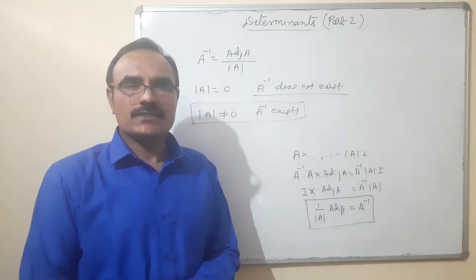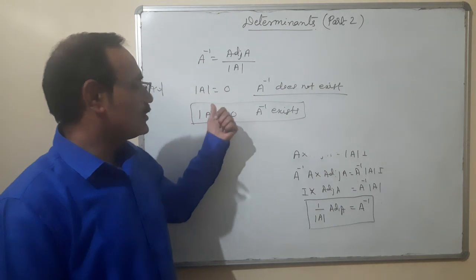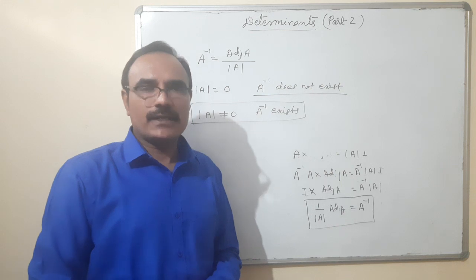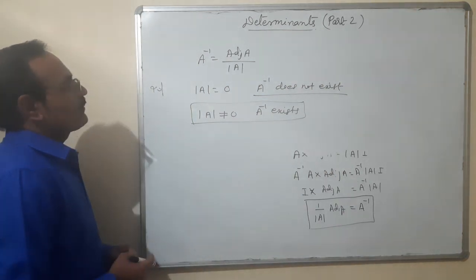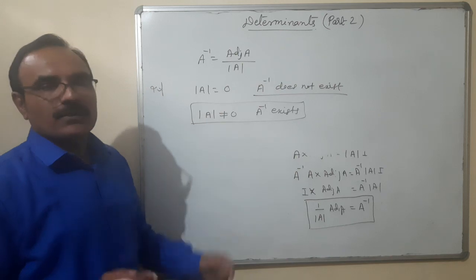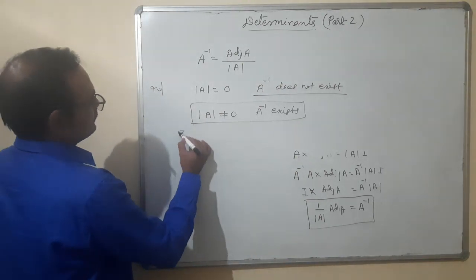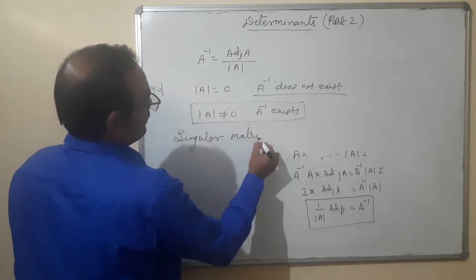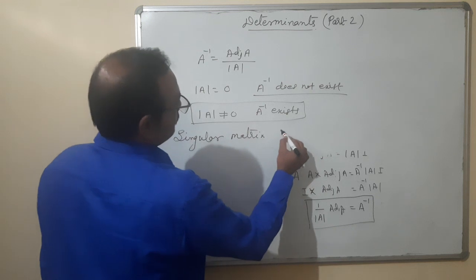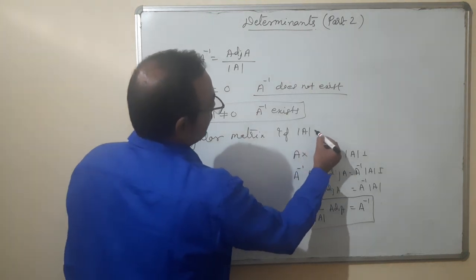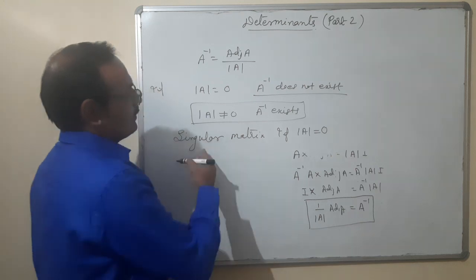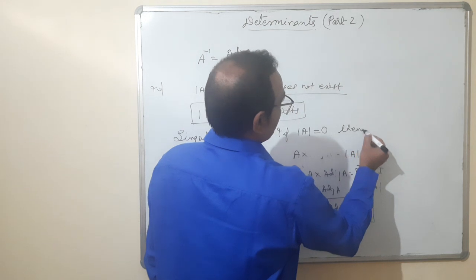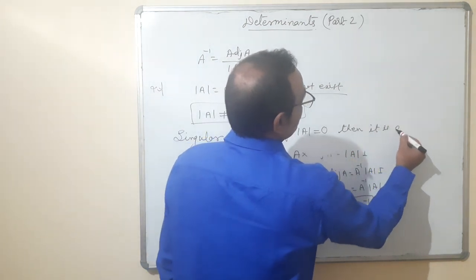So for finding the inverse, first of all we have to check that the determinant value of A should not be equal to 0. And only then we can find the inverse of the matrix. Now let us discuss the singular matrix. The meaning of this: if determinant value of A is equal to 0, then it is a singular matrix.